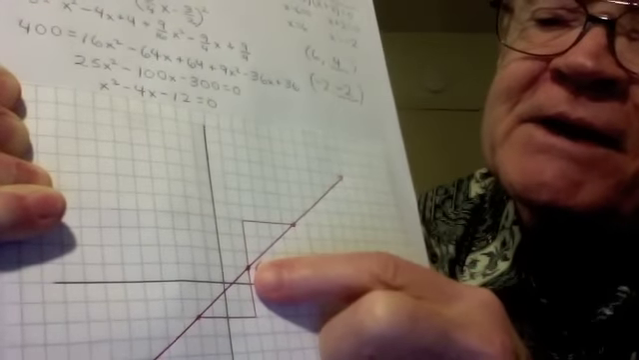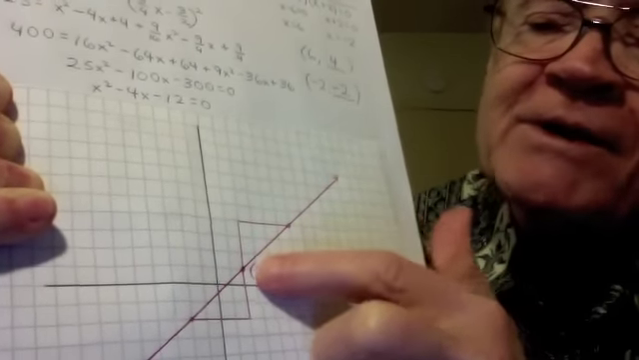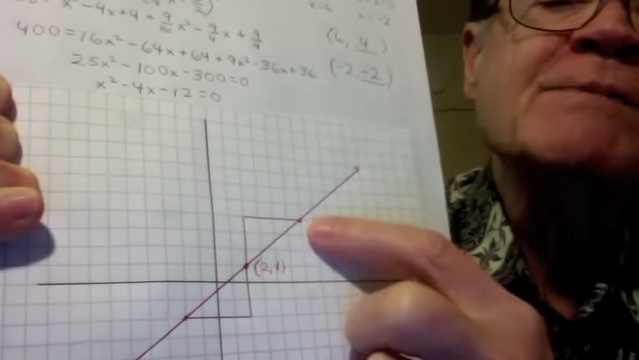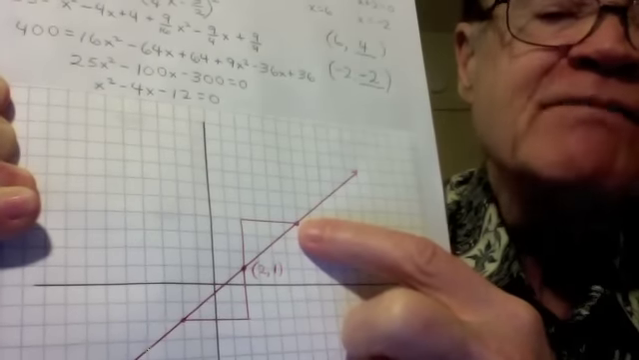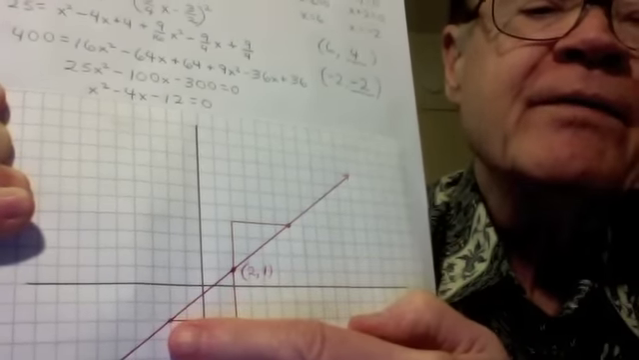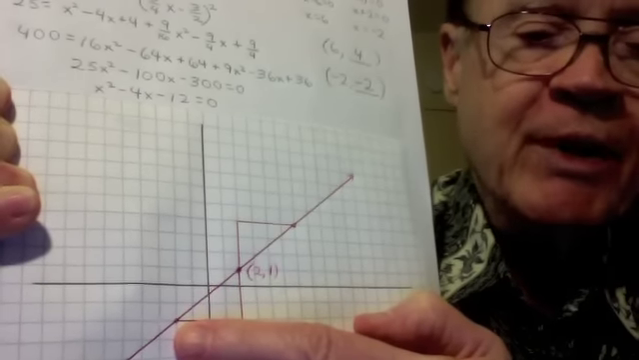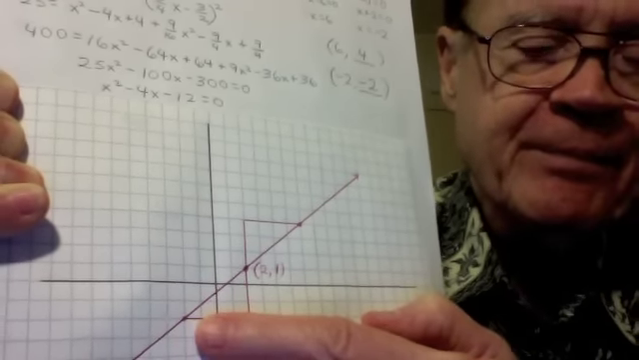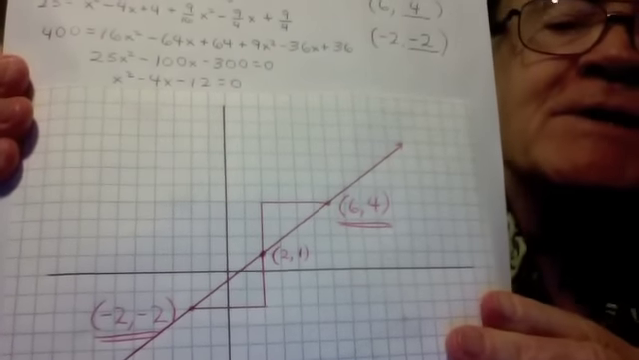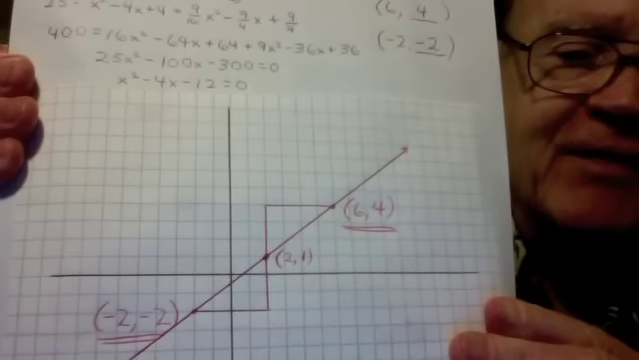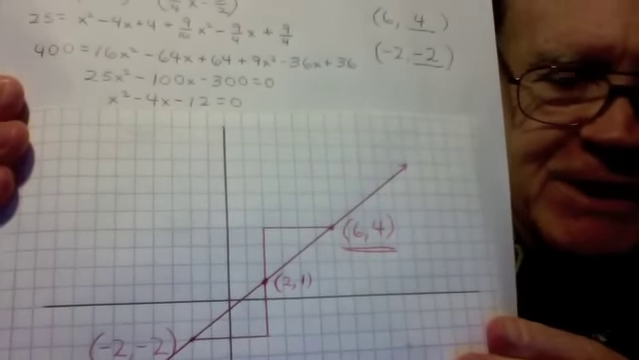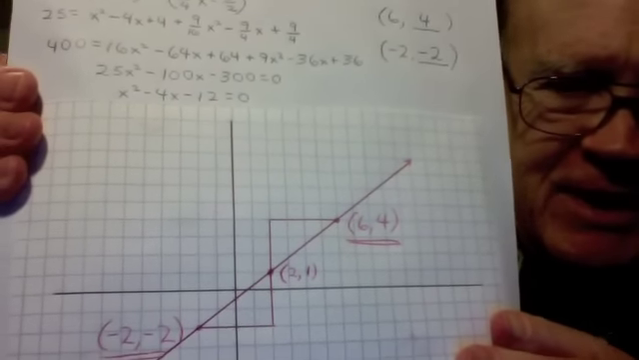So this slanted distance is 5, and so is this slanted distance. And so the 2 points that are asked for are this point, that's 5 units above the point (2, 1), and this point, that's 5 units below the point (2, 1) on the line. And what are the coordinates of those points? The upper one is (6, 4), and the lower one is (-2, -2). Those are the same results that we got by this algebraic solution.